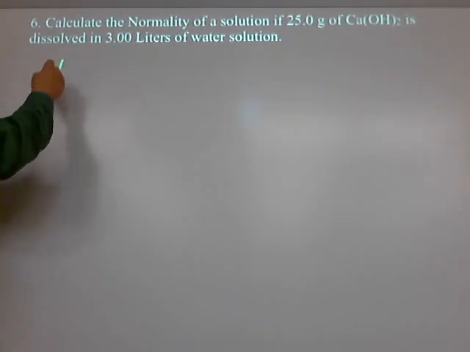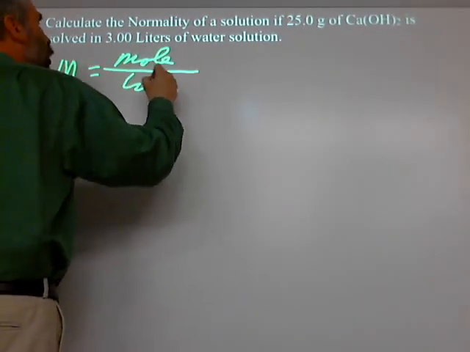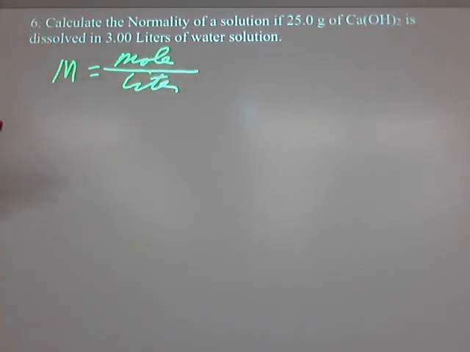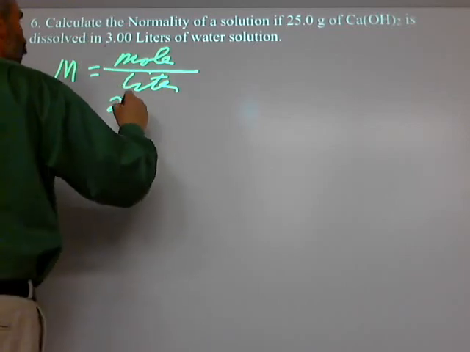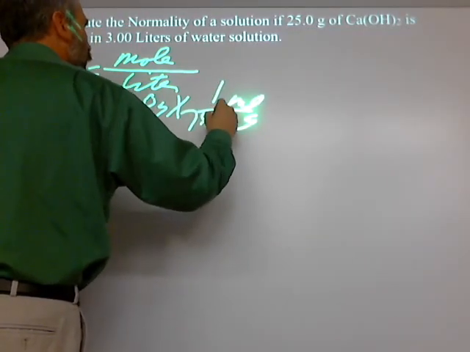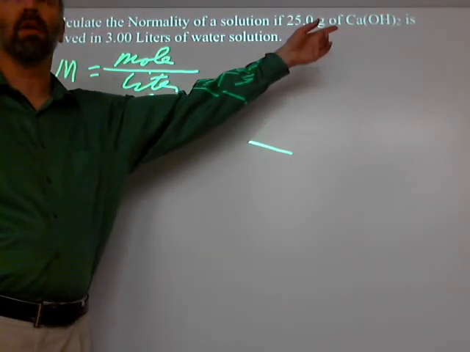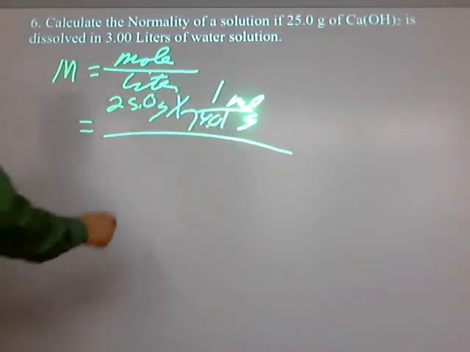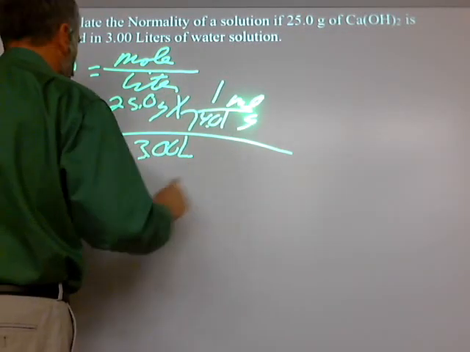M is moles of solute per liter of solution. Show me the work. You can abbreviate a little bit like I'm doing here, but you got to show the work. Moles, well, I got 25.0 grams. Grams at the bottom, moles at the top. 1 mole contains 74.01 or something like that, right? How'd you get that 74? You added up calcium, 2 oxygens and 2 hydrogens. Liters, 3.0 liters. What do you get for your molarity?